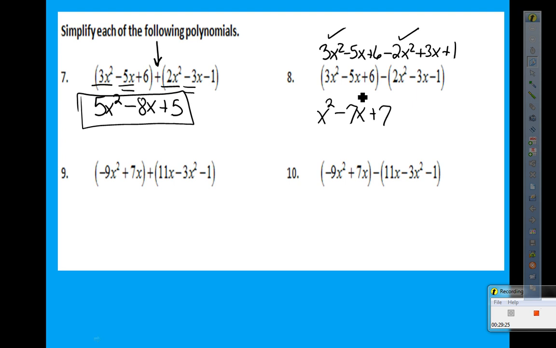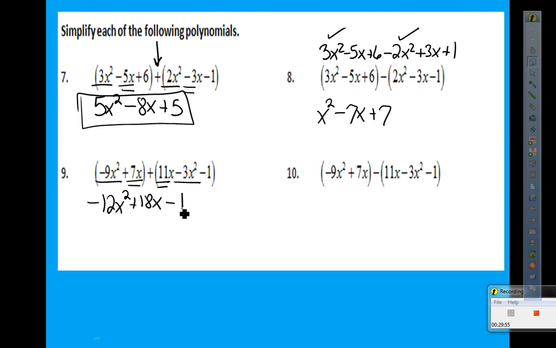Okay. So here comes another one. There's an addition, so nothing too fancy on that one. Here's a squared. Here's a squared. Negative 9 plus negative 3 is negative 12x squared. Here's an x. Here's an x. So 7 plus 11 is 18x. And I got a negative 1 in there. So there we got it.